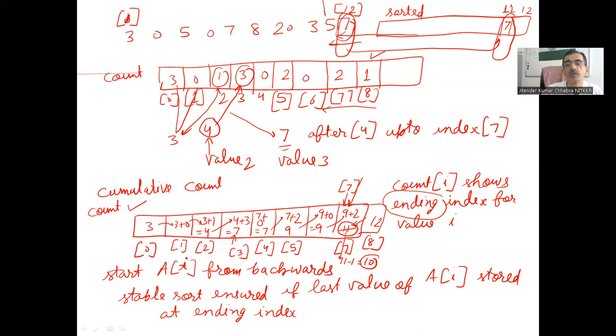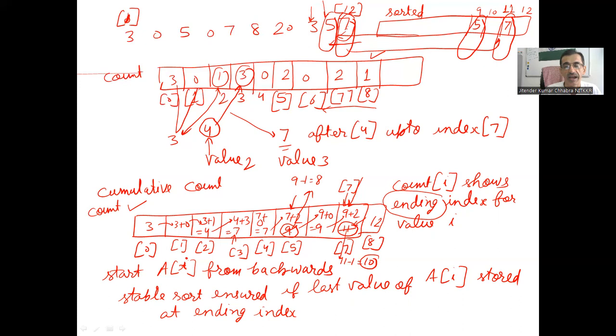Similarly, now I come to 5. The 5 is supposed to be at index 9. So I will go to index 9. That means this is index 10. So this is index 9. This whole 5 record will be copied here at this position. And I will subtract this and make it as 9 minus 1. That will become 8. So that next time again it comes, I know.